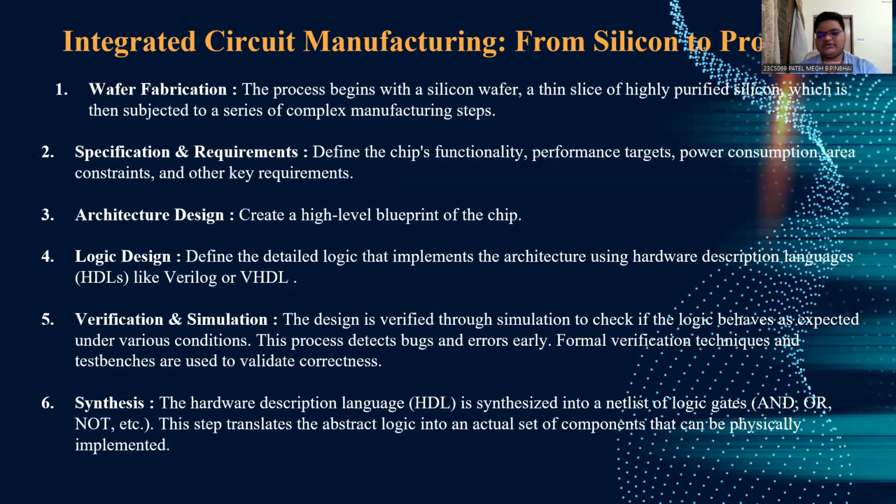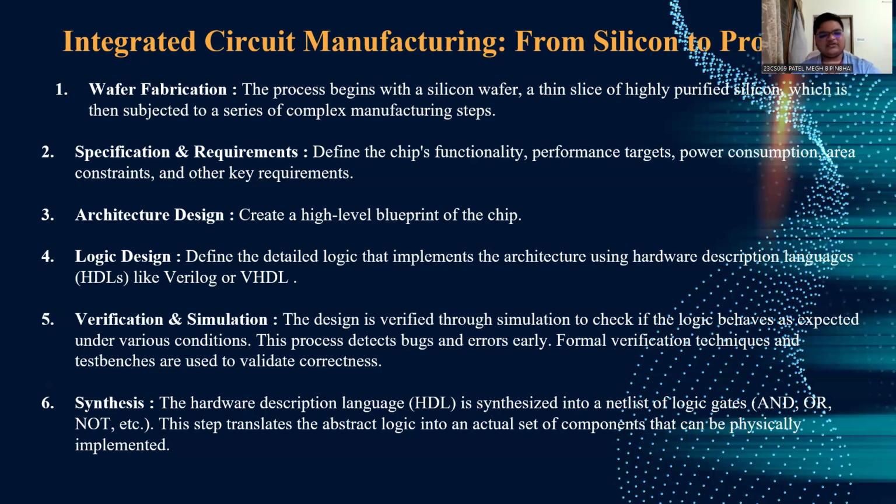Now that we know what an integrated chip is, let us discuss how it is manufactured. The first process is wafer fabrication. This process begins with a silicon wafer, which is a thin slice of highly purified silicon, which is then subjected to a series of complex manufacturing steps. Then there are specifications and requirements for every chip, which should be taken care of. They define the chip's functionality, performance target, power consumption, area constraints, and other key requirements.